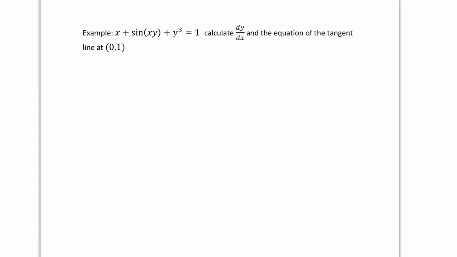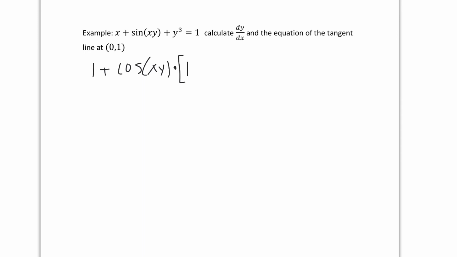Let's go ahead and try another derivative question where we have to use implicit differentiation and find the equation of the tangent line. So let's start off right away with our derivative. The derivative of x is 1. Derivative of sine is cosine. While we're doing the chain rule here, it looks like we have a product rule, x times y. So let's be careful here.